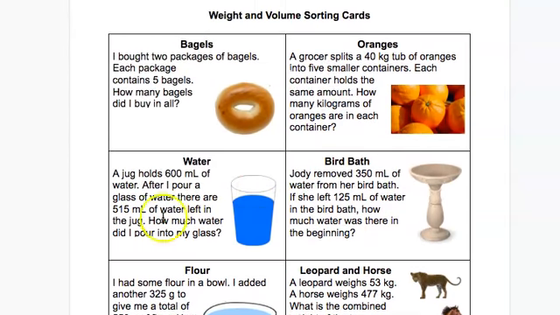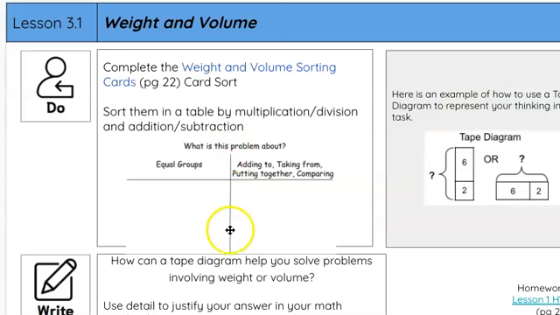Let me show you what your sort could look like. You can simply just make a T-chart where your equal groups, your multiplication and your division, could go on the left side, and your adding to, taking from, putting together, comparing, your addition and subtraction could go on this side.